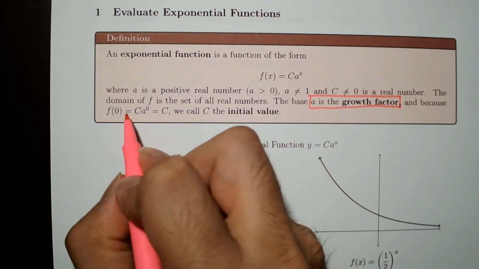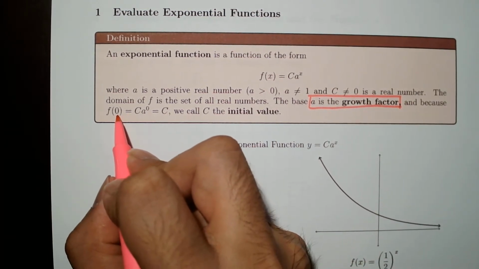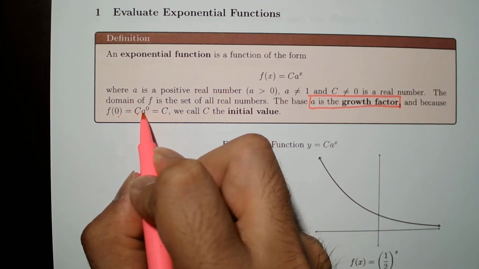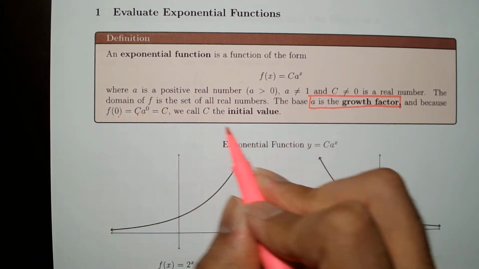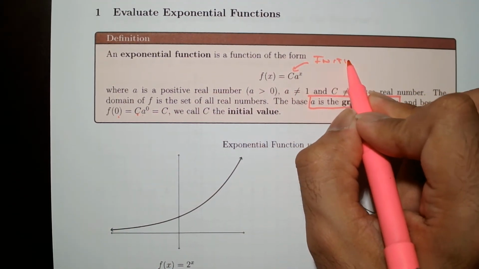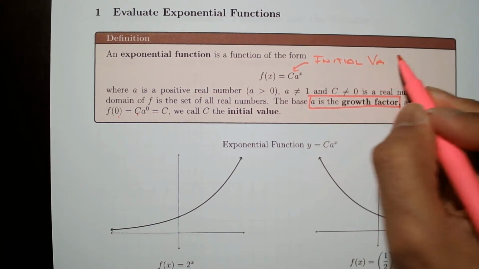Because when we plug in 0 to that function, we get c times a to the 0. A to the 0 is 1, times c. C is usually called the initial value.